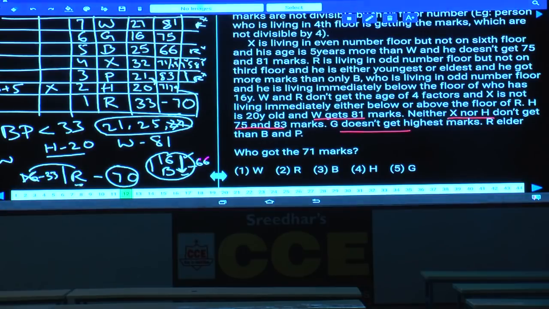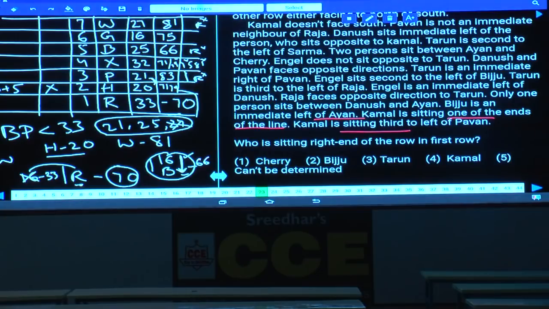Some members are facing south and some members are facing north in each of these rows. Therefore, in the given seating arrangement, each member seated in a row sits opposite to another member of the other row, either facing north or facing south. Done with this? Now, shall we start with question number 23? Question number 23 onwards.